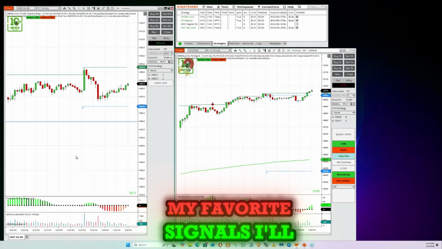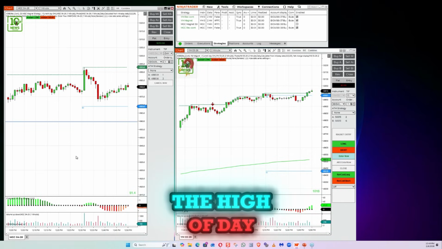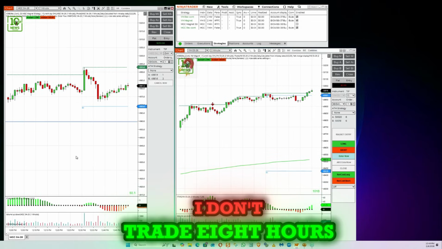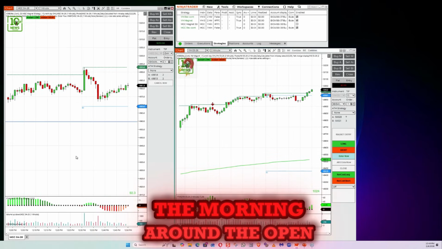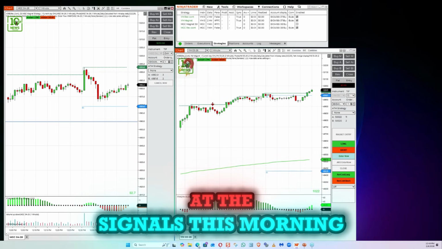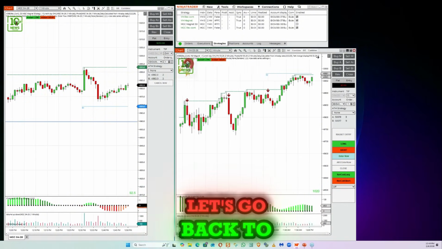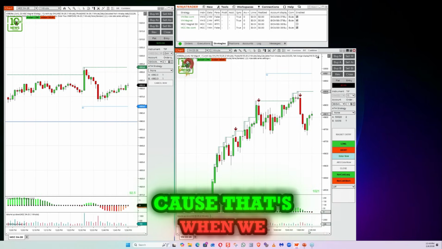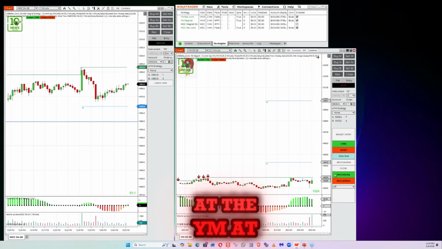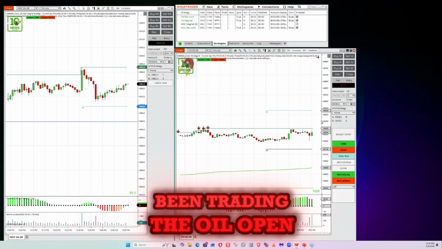My favorite signals, I'll say it over and over, are the signals that are based off of the high of day, low of day, and off of the VWAP. I don't trade 8 hours a day. I generally trade in the morning around the open, and just for fun, I didn't even look at the signals this morning. We trade the YM every morning. Let's go back to 9 o'clock, because that's when we start trading the YM. Usually we start looking at the YM at 8:30 or so, because we've been trading the oil open.